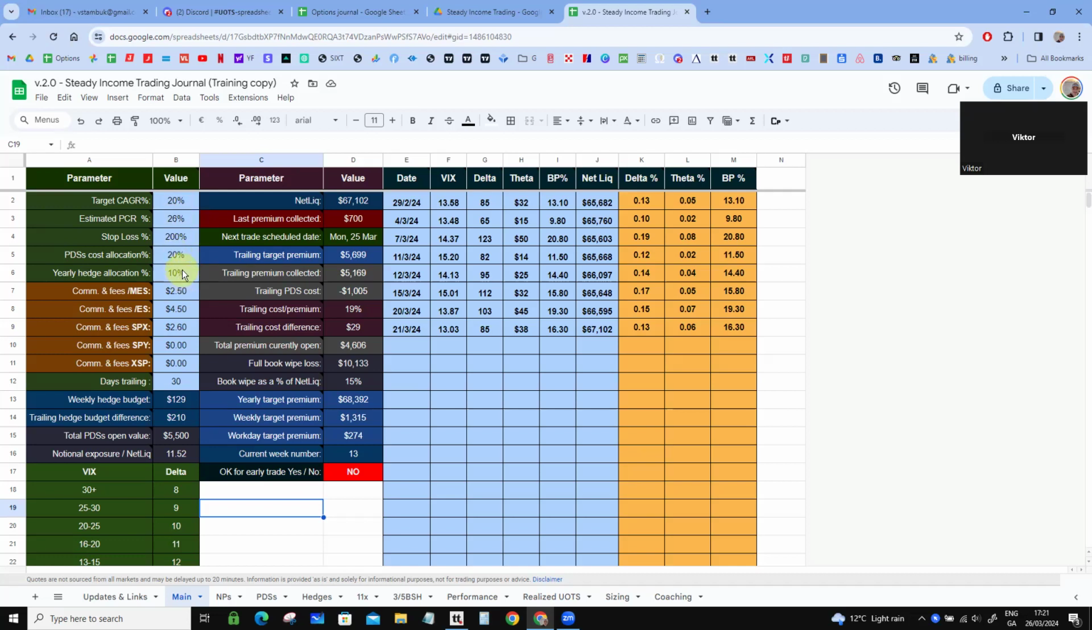And it might seem a bit high compared to what's advertised out there. A lot of people are talking about 3% of your net liq, and this is 10% of your net liq per year. What I find is that with 3%, you can hardly do any real hedging that will really protect you in a black swan event.